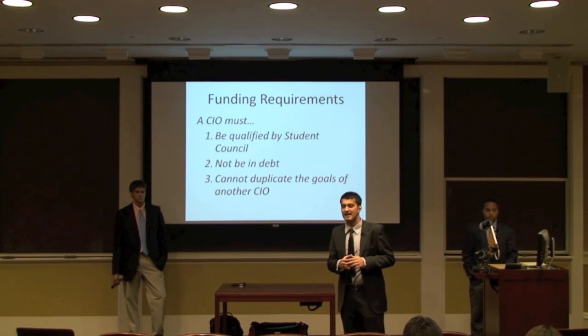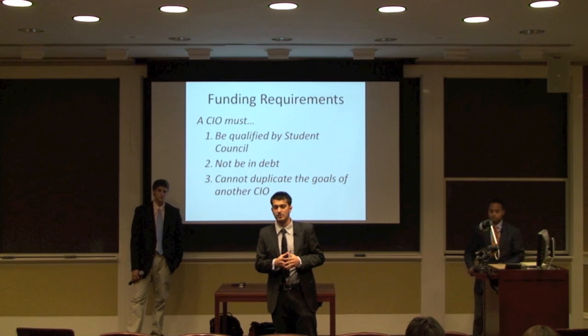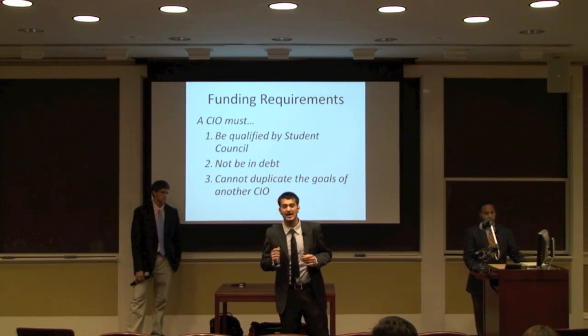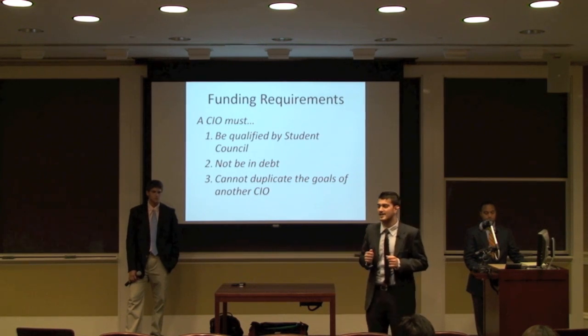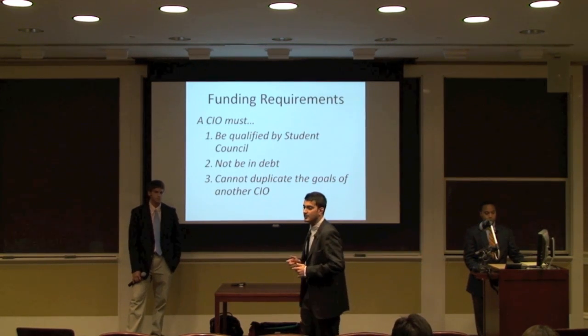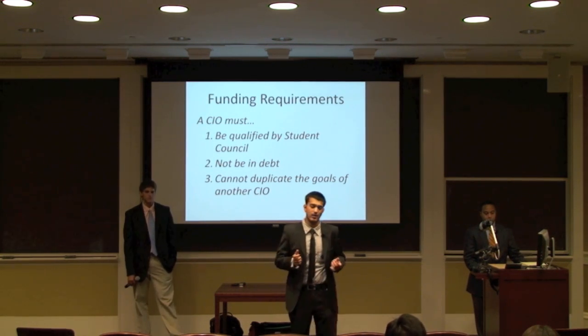So now you have 3 main funding requirements once you satisfy the other 2 which we went over already. Number 1, you have to be qualified by the student council. Number 2, you cannot be in debt. And finally, you cannot copy or duplicate the goals or objectives of another CIO.